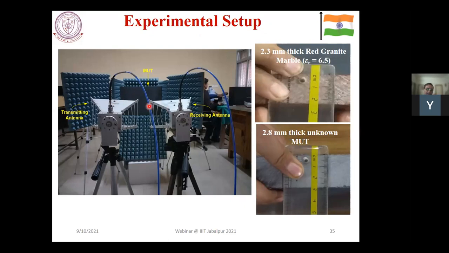One of the horn antennas is transmitting the signal, which is intercepted by the material under test, and the signal is reflected back and received by the receiving antenna. So this is basically the S11 of the material under test. In the network analyzer, you have to measure the S21. This is very important. You are using two samples: one is a red granite marble of 2.3 millimeter thickness, and another is 2.8 millimeter thickness, some kind of unknown sample.